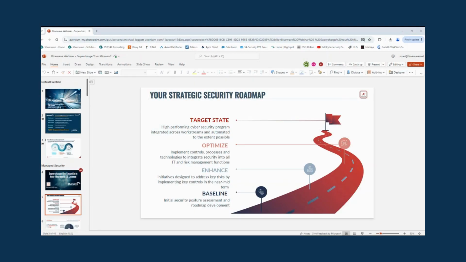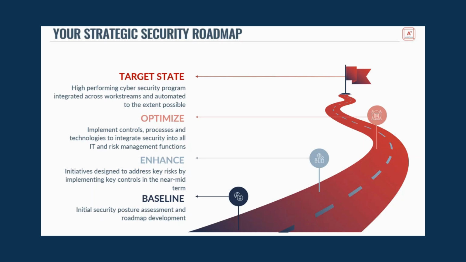Real quick as an overview, I wanted to talk about what we do for clients here at Avertium. Ultimately, our goal is to help you get to your level of acceptable risk, which is your target state. We do that through a holistic approach that starts with an understanding of your environment from an assessment standpoint at your baseline. And then we look at it in two ways, a strategic way and then a tactical way.